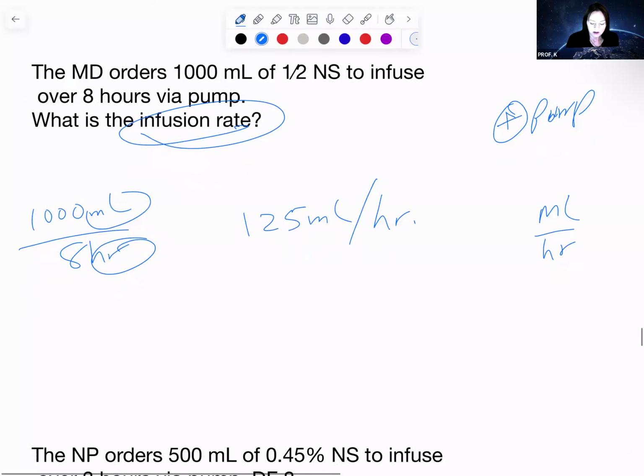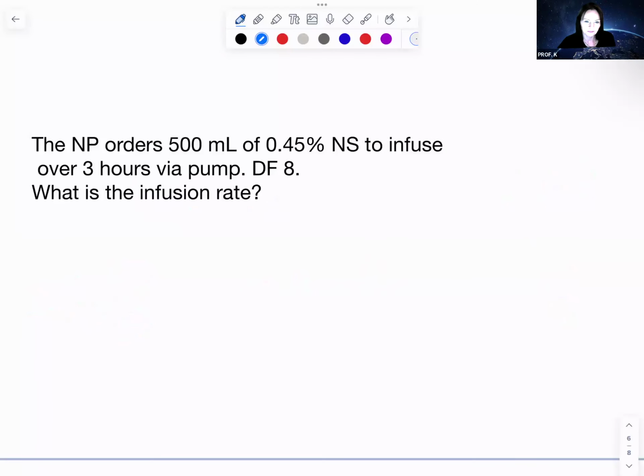Beautiful. What about this one? All right, you guys got it. So 500 milliliters over 3 hours. What's the infusion rate? It's a pump. So it's just 3 divided into 500. It's 167.